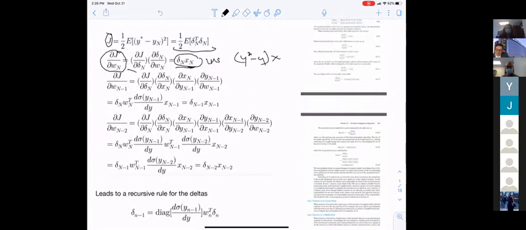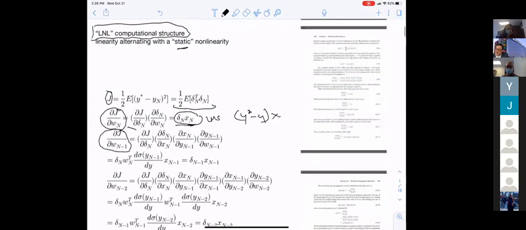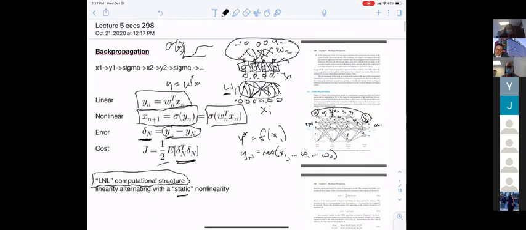But now here's the more interesting thing. What happens when we look at the cost with respect to the next layer down? This is the tricky thing. How do we tune these weights? Well, let's just figure it out with the chain rule.